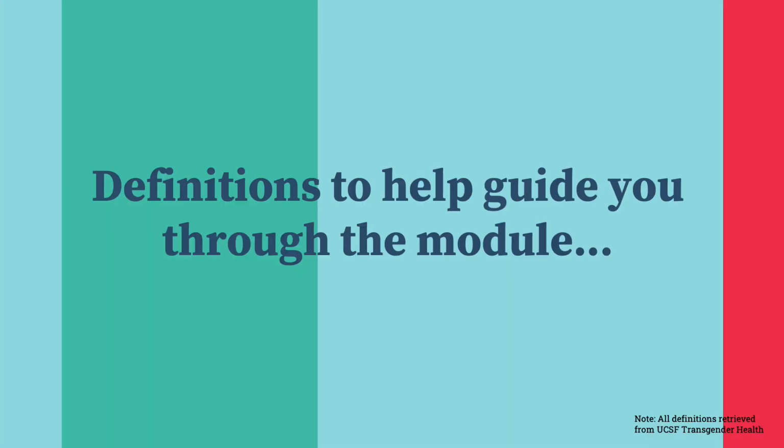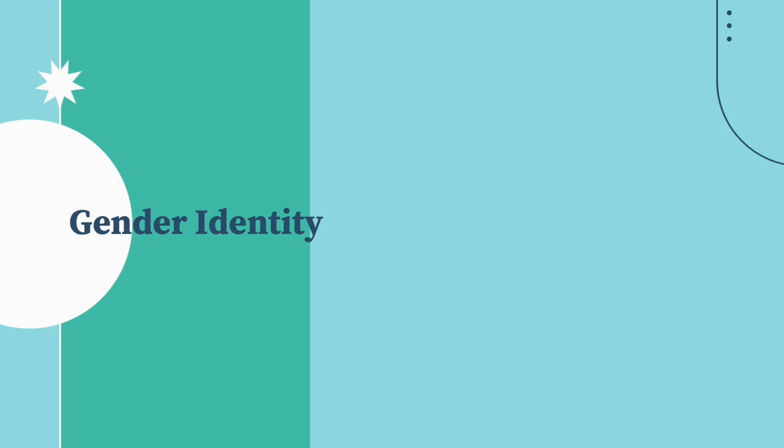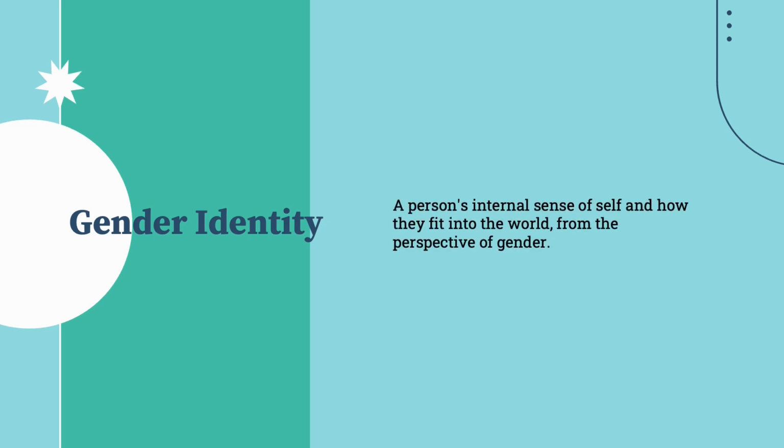So now here are some definitions to help guide you through the rest of the module. And note, all of our definitions are retrieved from the UCSF Transgender Health website. So first of all, we have gender identity. So gender identity is a person's internal sense of self and how they fit into the world from the perspective of gender.